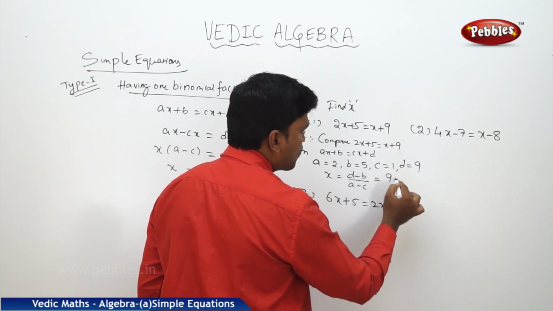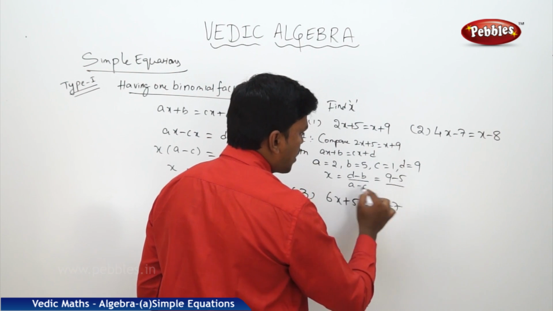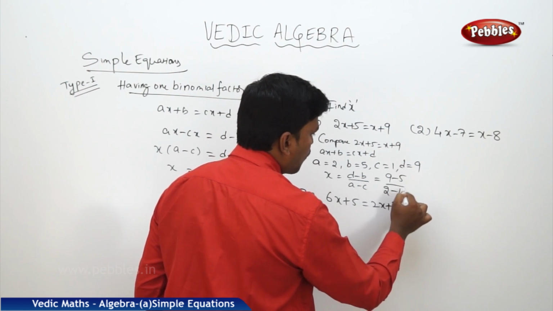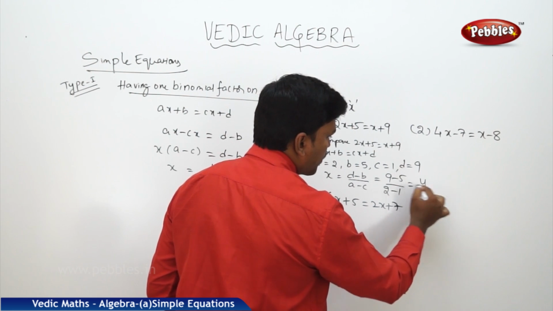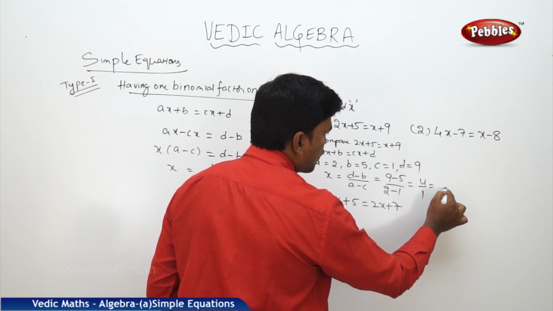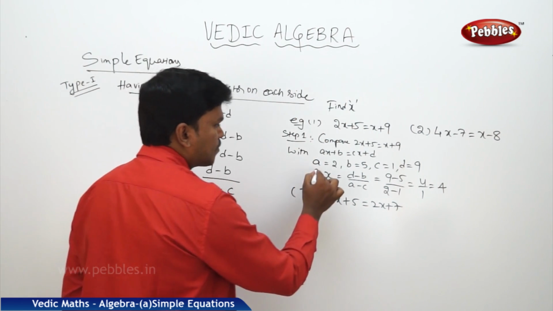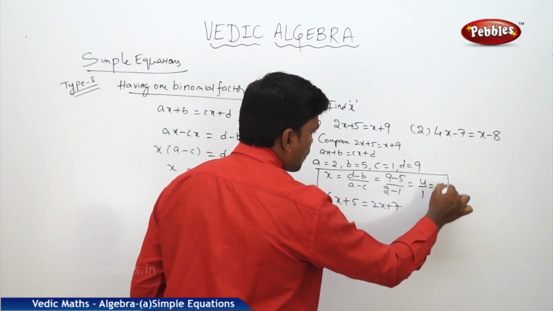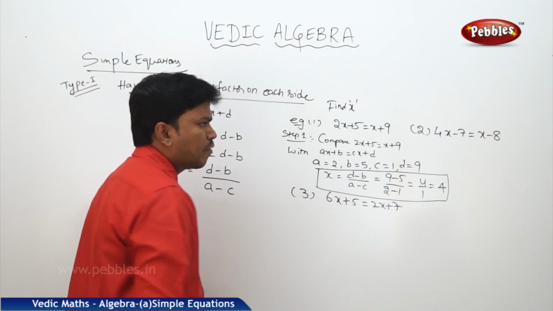Here d is 9. What is the b value? 5. What is the a value? 2. What is the c value? 1. So 9 minus 5 is 4, and 2 minus 1 is 1. So what is the solution here? The x value is 4.